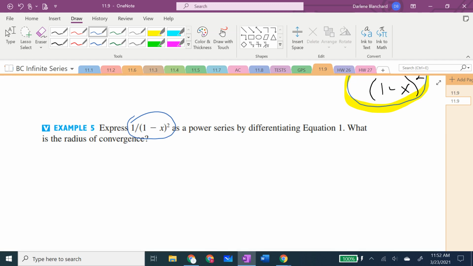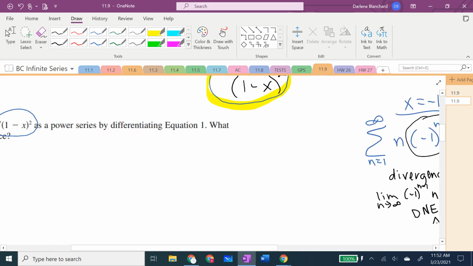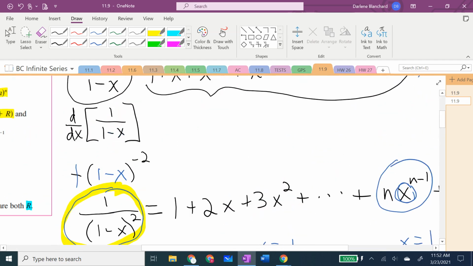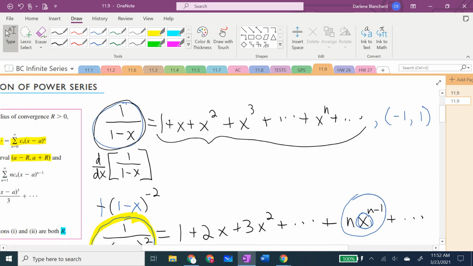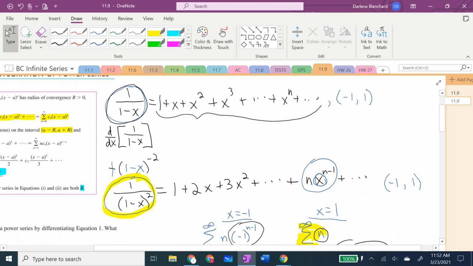Okay. Now, the next thing I'm going to have you do is integrate 1 over 1 minus x. I'm going to erase the work that I have here for the derivative. Or, no, wait, I can do this. I've got my lasso back.